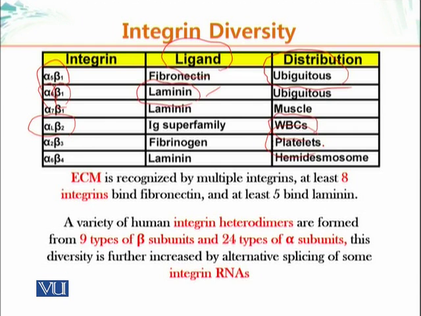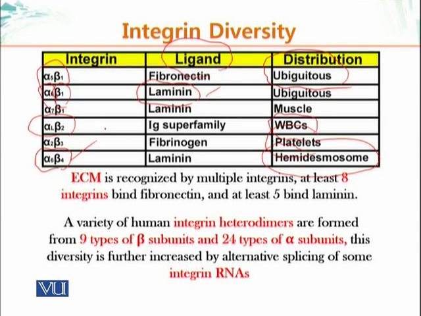Alpha 6 and beta 4 bind, again, laminin, and this type of integrin molecule is present in hemidesmosomes. We have already seen structures of hemidesmosome. The cytoplasmic domain of this combination, beta 4, will bind, as we know, intermediate filaments and not actin filaments. Other beta subunits, pretty much all of them, bind actin filaments and not the intermediate filaments. This guy is the exception.